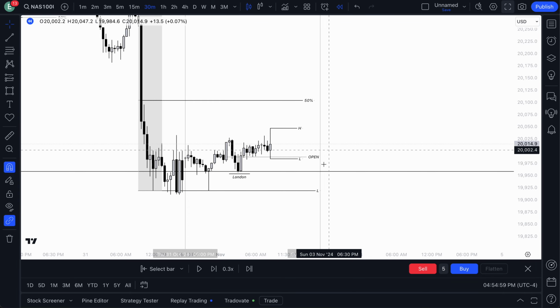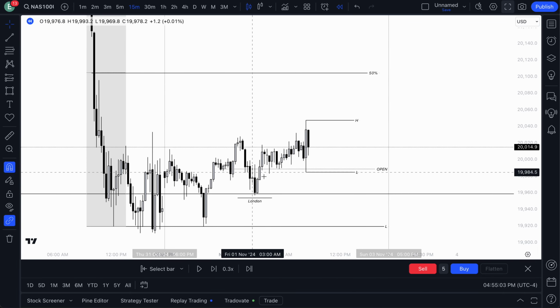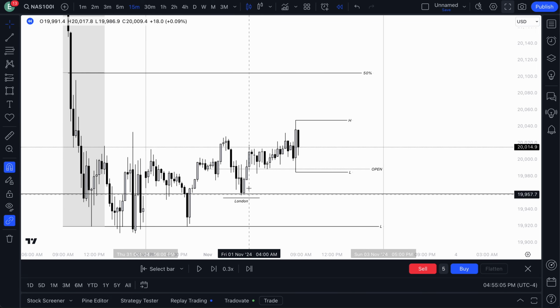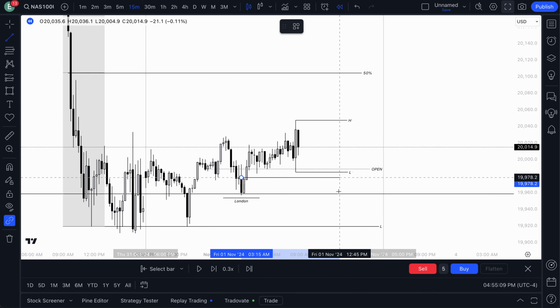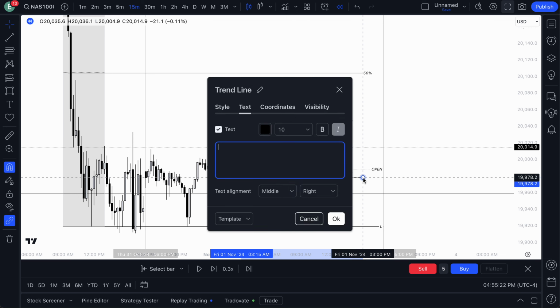So let's go down to the 15. We're expecting higher prices. London made the low. We have an order block created right here, which is just underneath our range that we're going to trade, which is the NFP candle, right above a significant PD array. So this is our key level.